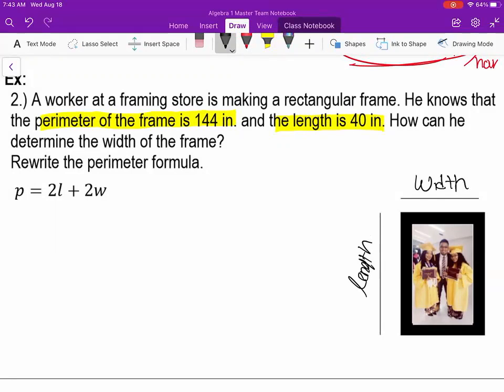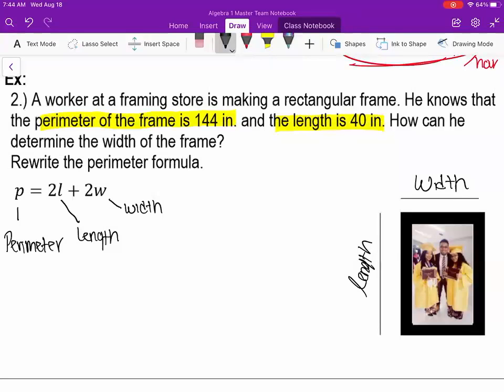Well, what's given to us? They're giving us the perimeter formula. P stands for perimeter. L stands for the length. And W stands for width. What the question is asking us for is the width.